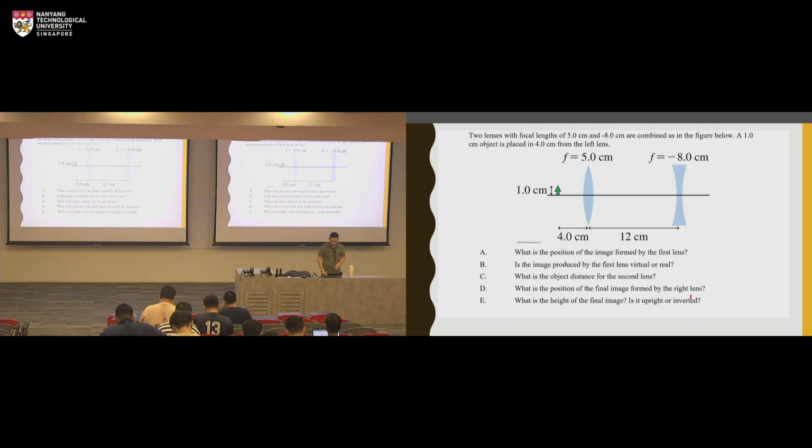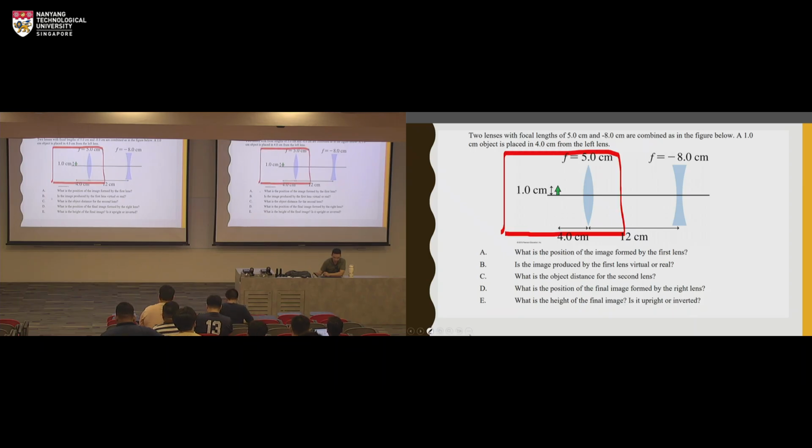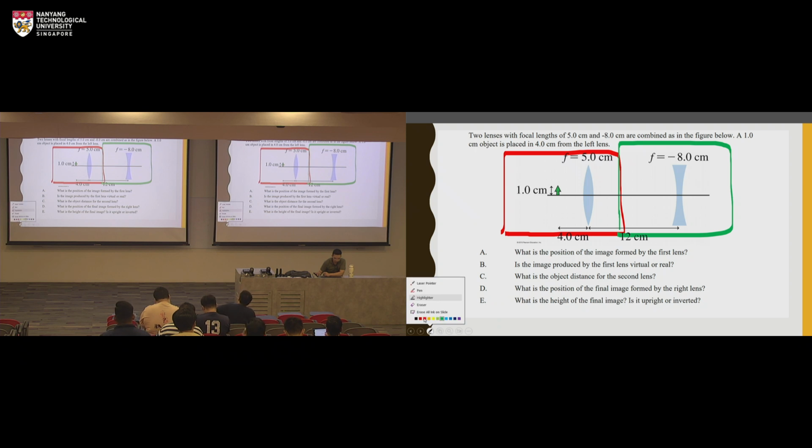Okay, so the tip is basically when you deal with a compound system, you need to isolate the two systems. So in this example, it's a converging lens plus a diverging lens, right? So you isolate this as system 1. And then you can isolate this as system 2. Okay, so what does this mean? It means that actually you should write down two sets of equations first.